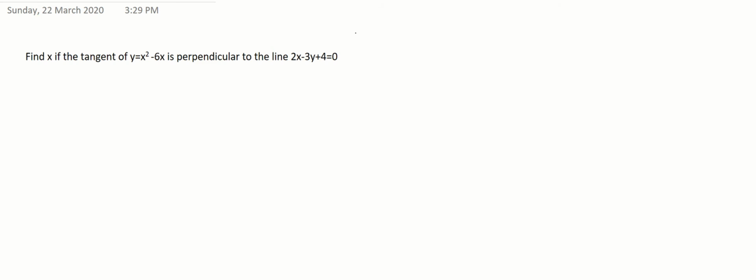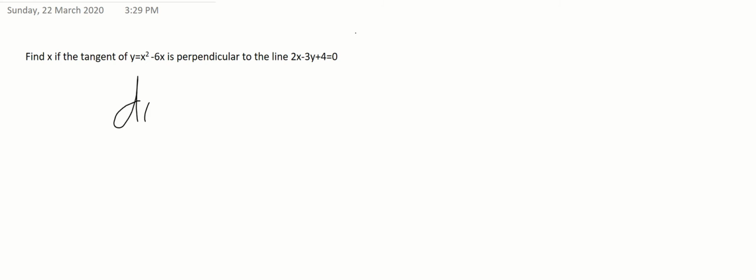Alright, so today we'll be going over a typical kind of question for differentiation. The question is: find x if the tangent of y equals x squared minus 6x is perpendicular to the line 2x minus 3y plus 4 equals 0. So the first thing we must consider is we must find the dy/dx of y equals x squared minus 6x, because that's the only way we'll be able to calculate what the gradient of the tangent is.